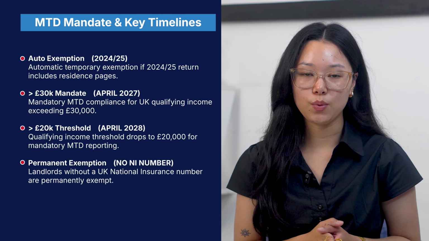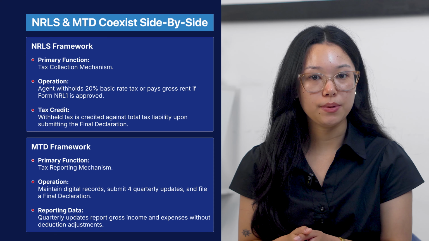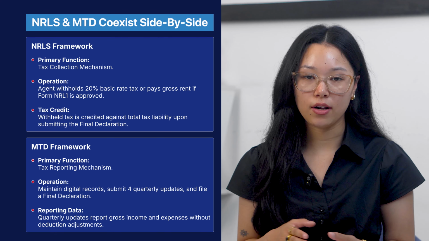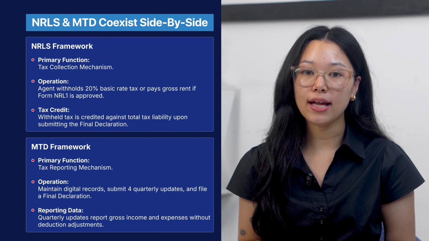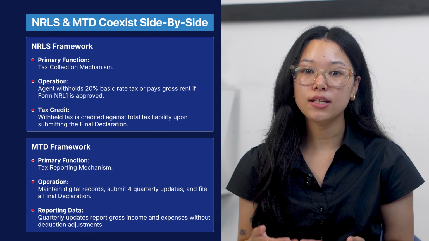And this is the big misconception. People assume MTD replaces the NRLS. It does not. They run side by side. From April 2027, a mandated non-resident landlord complies with both. The agent keeps withholding 20%, or pays gross if you have NRL1 approval, and on top of that, you keep digital records, file four quarterly updates, and submit a final declaration.